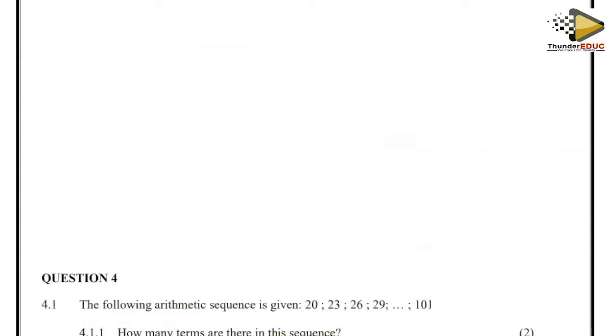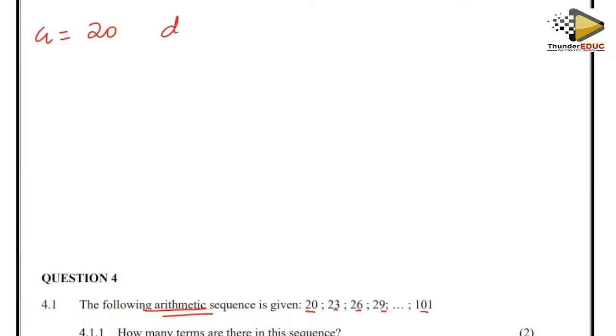Okay. So the first question is telling us that the following arithmetic sequence is given. We have 20, 23, 26, 29, and then 101. Then the question is asking us, how many terms are there? So for us to get the number of terms, one, they've told us that this sequence is arithmetic. Okay, so we have our a as 20.